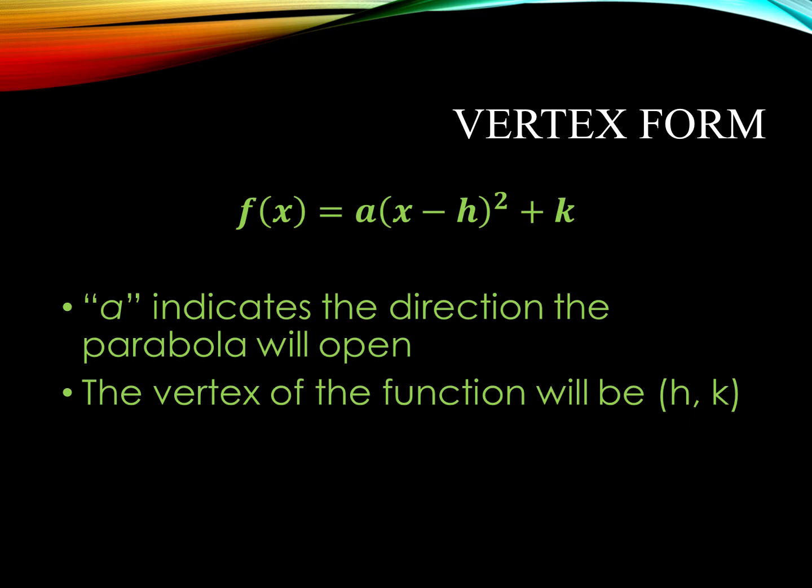Now vertex form is going to look something like what we see here, where it says f of x equals a times a quantity of x minus h squared plus k. From what we've looked at so far, we know that this a value is going to tell us which direction our parabola is going to open, if it's going to be a U-shaped parabola or if it's going to be upside down. The squared tells us that it's going to be a parabola.